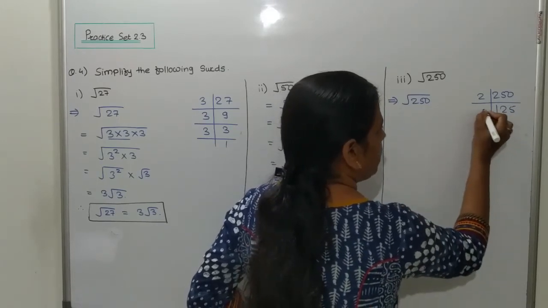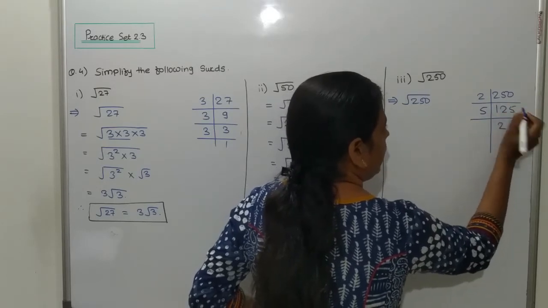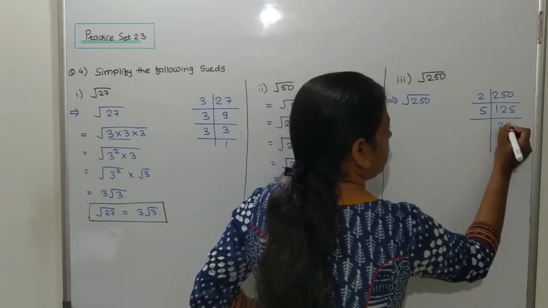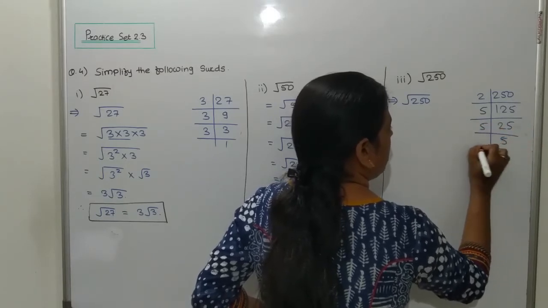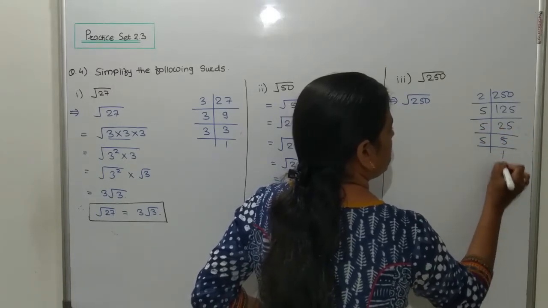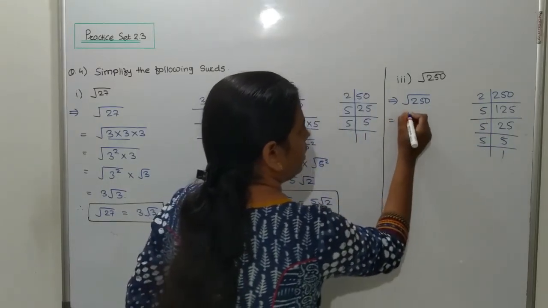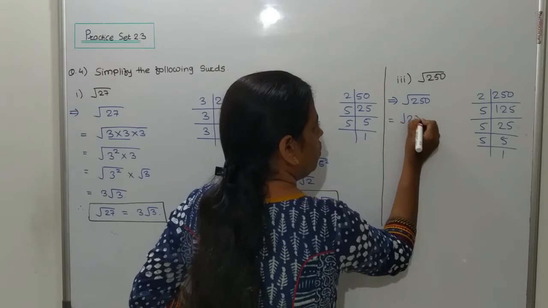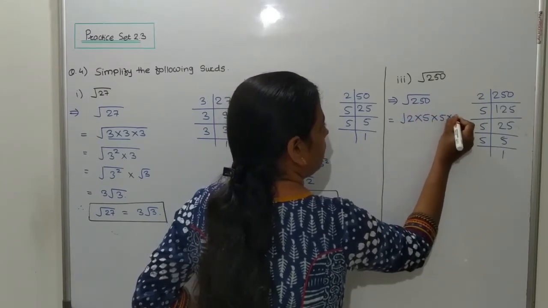Divisible by 5. So 5 twos are 10, carry 2, 5 fives are 25. Then this number is divisible by 5, 5 fives, and this number is divisible by 5 itself. Then 1. Then what are the factors here? These are the factors: 2 into 5 into 5 into 5.